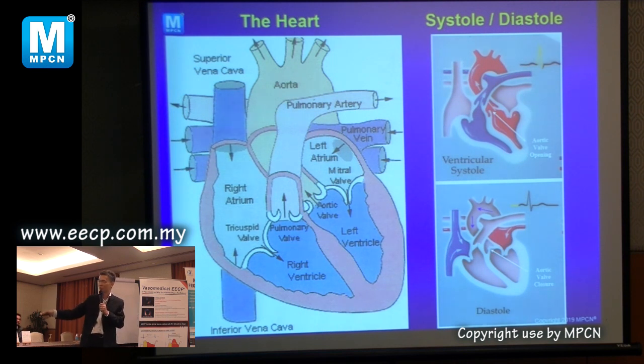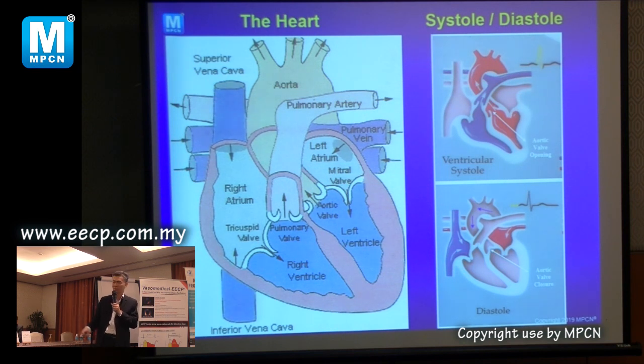So the heart is divided into 4 chambers: the atrium and the ventricle, and the left and the right. So 4 chambers. And then this chamber has a supply going into the chamber, and there's also blood vessels that go out from this chamber. So the left one supplies the aorta, that supplies blood to the whole body. The right side, the blood goes through the pulmonary artery into the lungs. So one goes into the lung, one goes into the whole body. So this principle is also important, because there are some conditions where you cannot use this EECP technique.